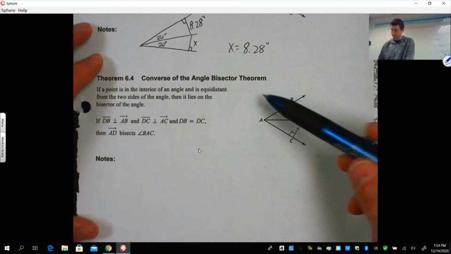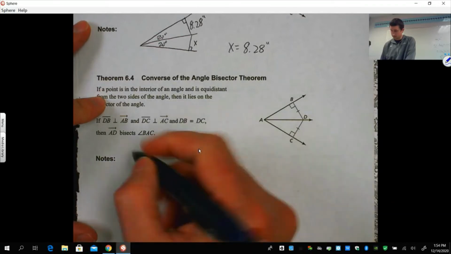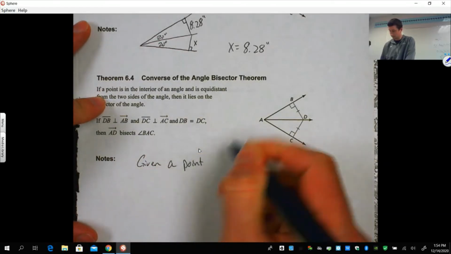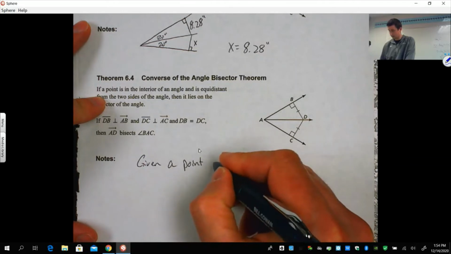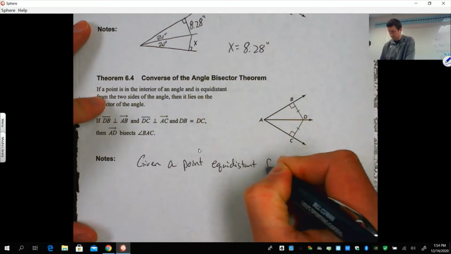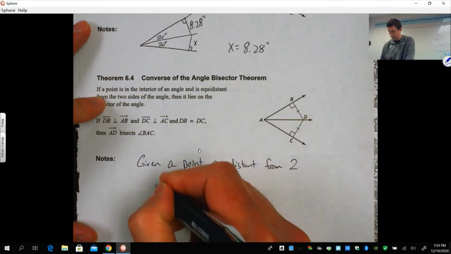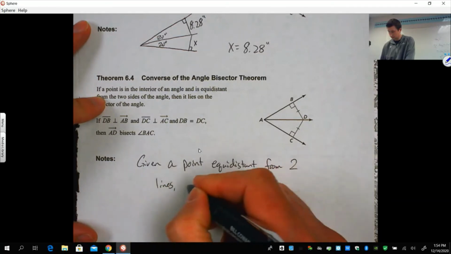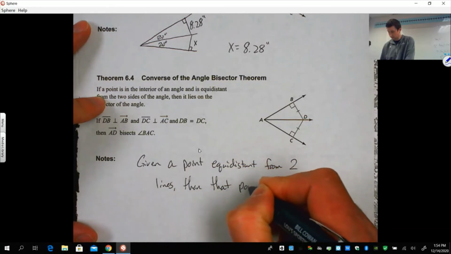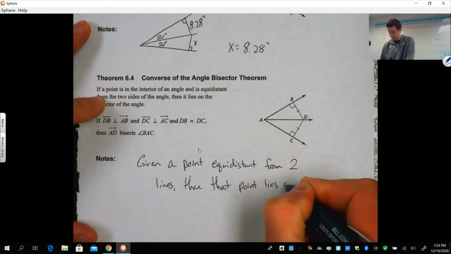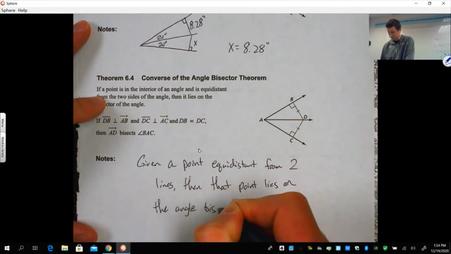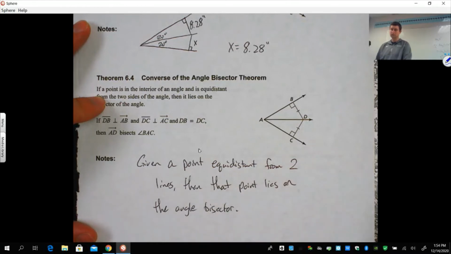So the converse of the angle bisector theorem: here you are given a point, let's write that word, equidistant from two lines, then that point lies on the angle bisector, or the bisector of the angle.